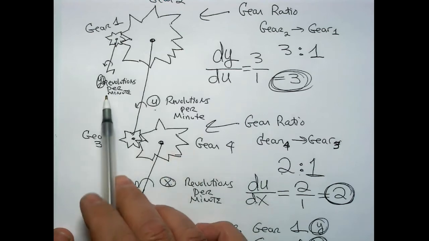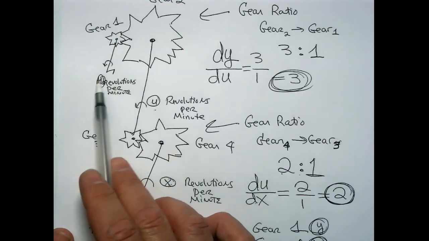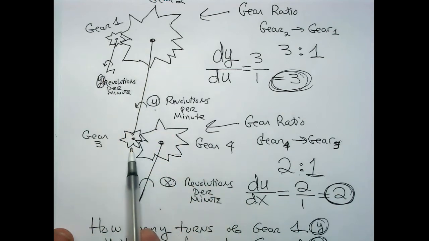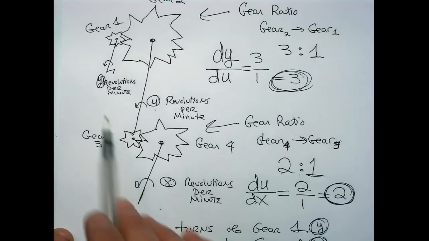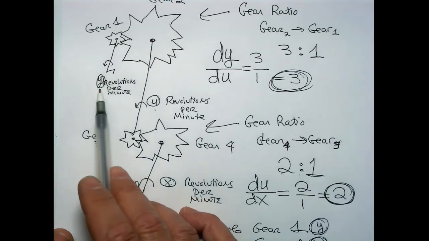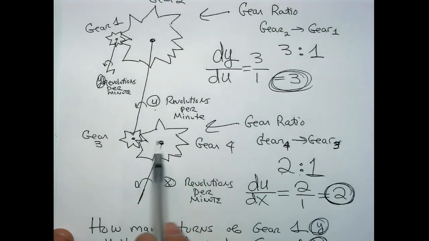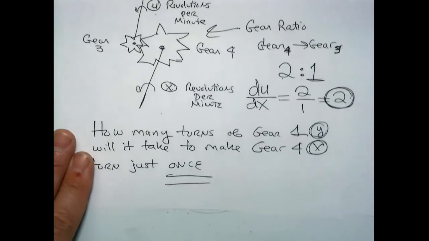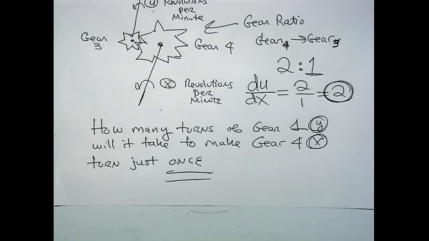Now think it through. 3 turns here, 1, 2, 3, get me 1 turn here, which also gets me 1 turn here. That's not enough. I need 2 turns here. So another 3 cranks, 1, 2, 3, gets my 2nd turn and makes this one turn 1 full cycle. So the answer is going to be 6. But how do we relate that to derivatives?